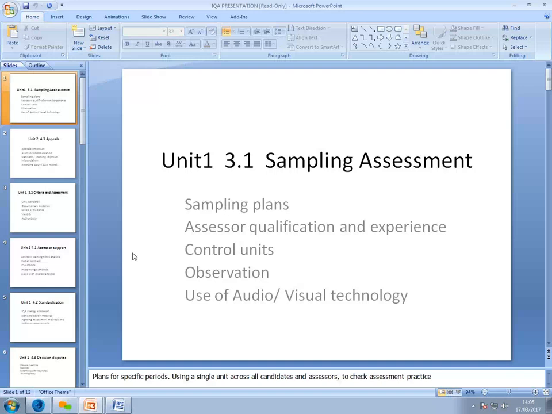The use of audio-visual technology is becoming more and more used now. Of course, we've got the electronic portfolio now where you don't really need to put a paper-based one together at all. If you're doing a professional discussion as part of the assessment process, that can be done either as a video or an audio to meet the standards that are required.